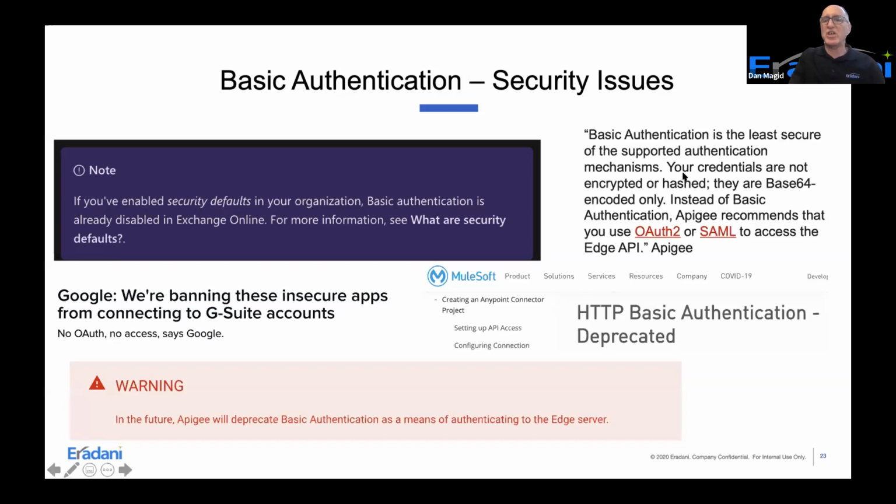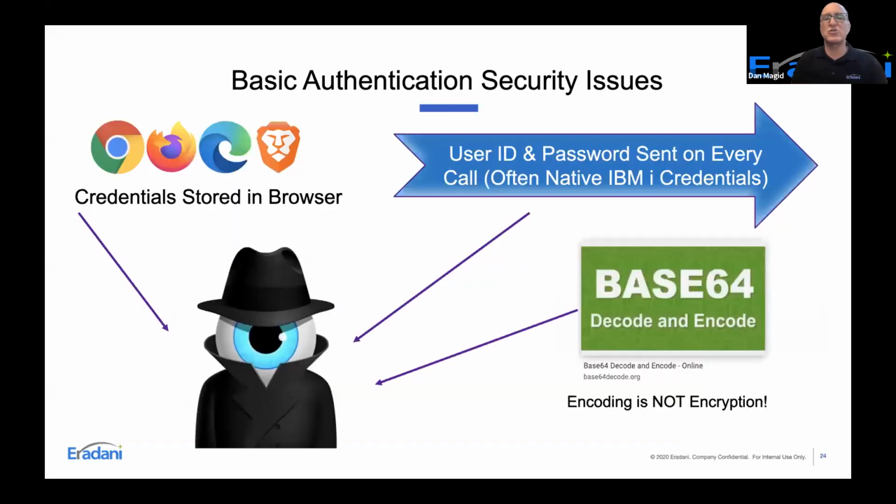This is what Apigee says. Basic authentication is the least secure of the supported authentication methods. Your credentials are not encrypted or hashed. They are base 64 encoded only. Instead of basic authentication, Apigee recommends that you use OAuth 2 or SAML. So they're asking you to use more advanced authentication. So you're going to find that you no longer will be able to connect to these services using basic. And these are the issues.